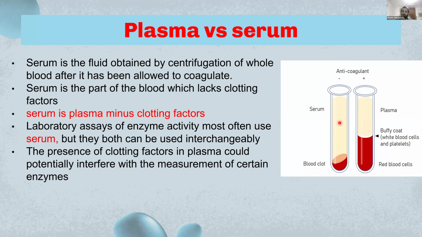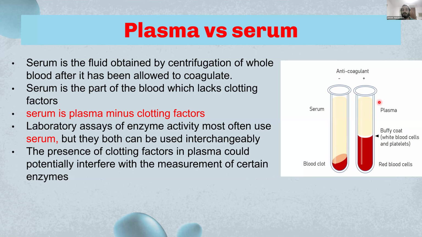Now, if we take the blood of the patient and we put anticoagulant, this will prevent the coagulation and will give us something called plasma. Plasma is basically deprived of only RBCs and the other white blood cells, but it contains clotting factors. These are proteins in the blood that are needed for clotting. They are contained in the plasma.